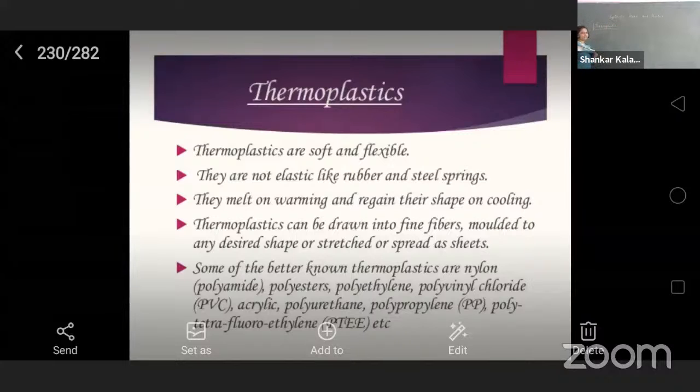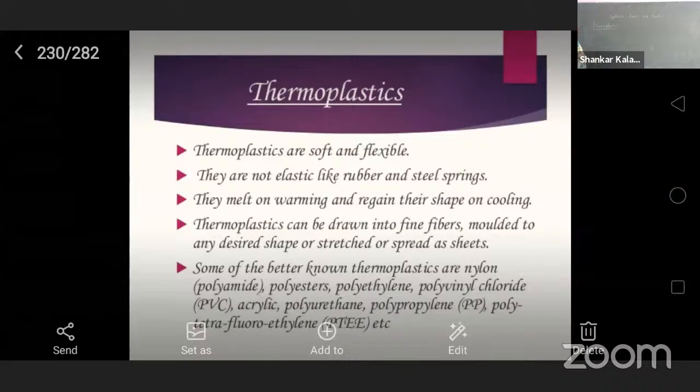So thermoplastics are soft and flexible. We discussed that thermosetting plastics are hard and rigid. Rigid means they're hard and not flexible. Flexible means soft and flexible. We can make it soft, hard, fluid, anything we can.